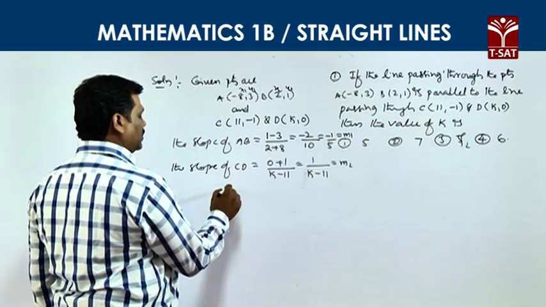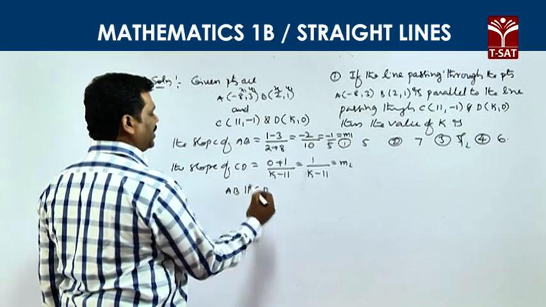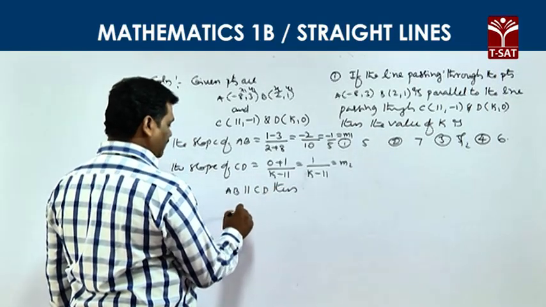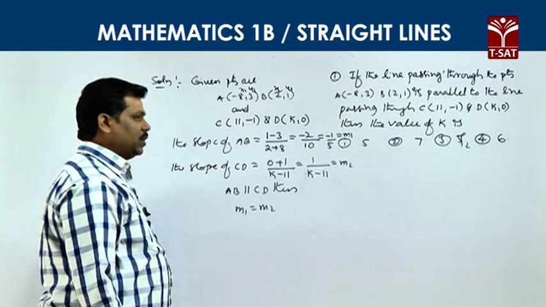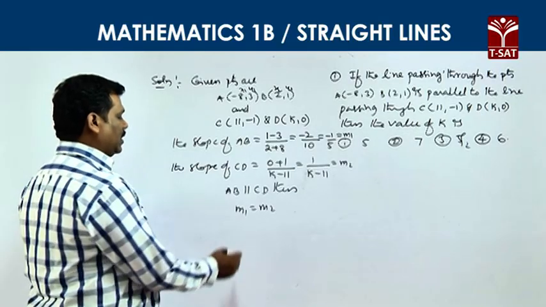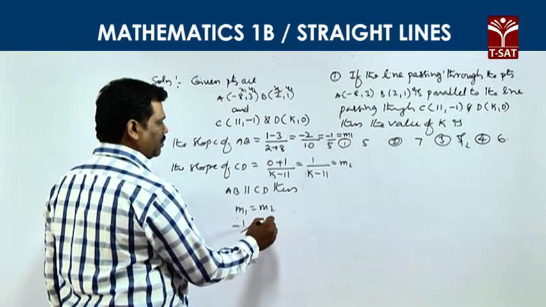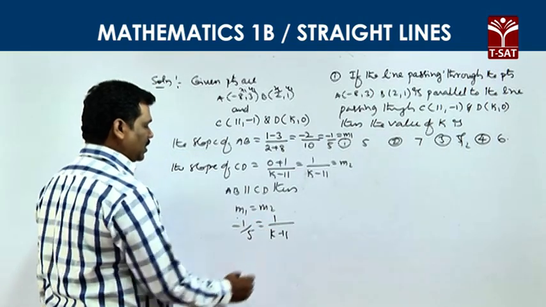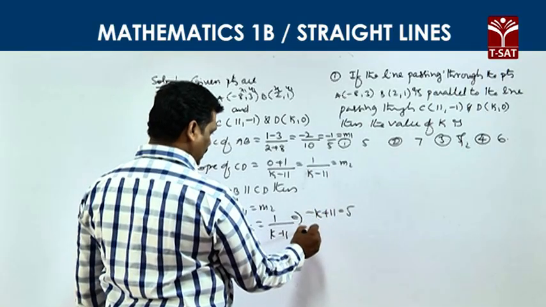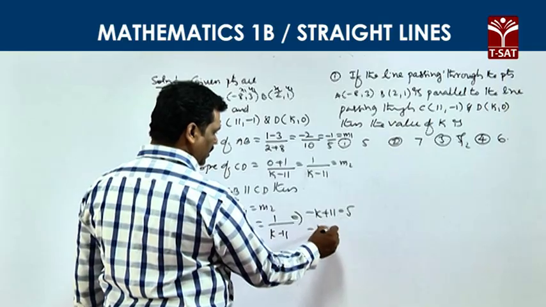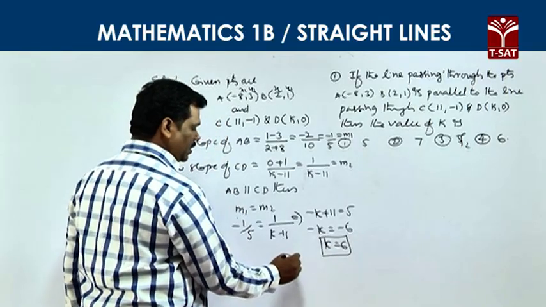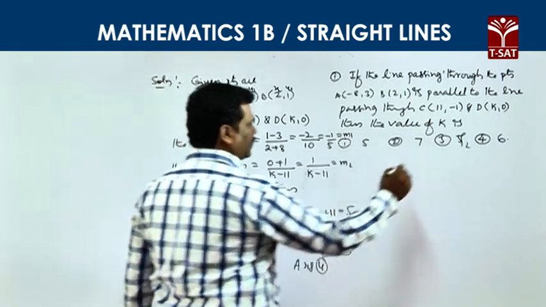Given that the line AB is parallel to CD, the condition is m1 equal to m2. Slopes are equal. Two given lines are parallel if and only if their slopes are equal. m1 is equal to minus 1 by 5 and m2 is equal to 1 by k minus 11. Cross multiplication, we get minus k plus 11 equal to 5. So minus k equal to minus 6, so k is equal to 6. The option is the fourth one. Answer is 4.